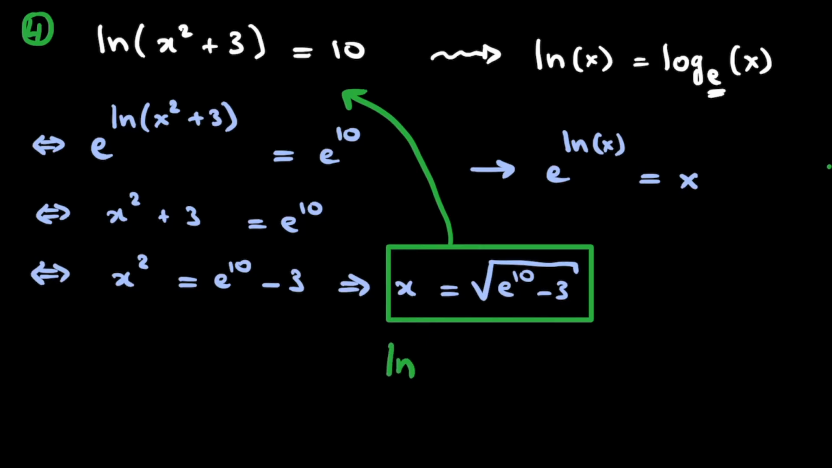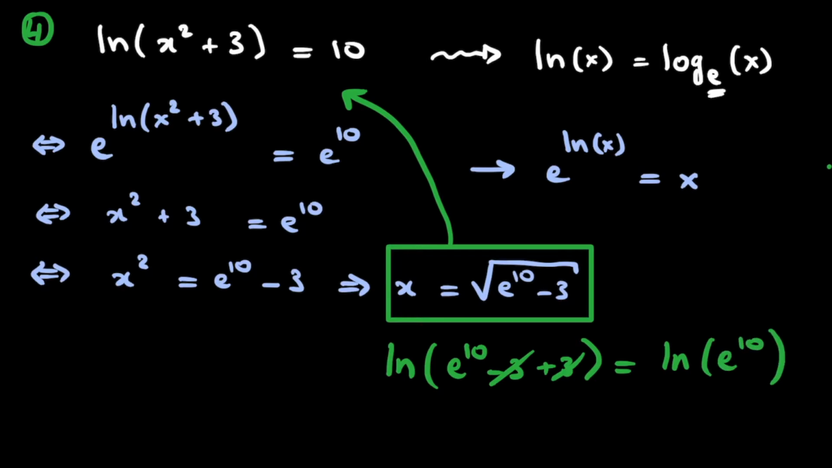So we get the natural logarithm of x squared, which is simply this thing squared, so the square root drops, of e to the power of 10 minus 3, and we don't forget this plus 3, which is of course equal to, if these two 3's cancel, we have the natural logarithm of e to the power of 10, and here we can of course see that this is simply 10, our right-hand side, so we know that we didn't make any mistakes.